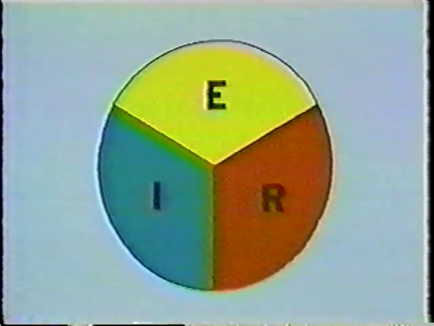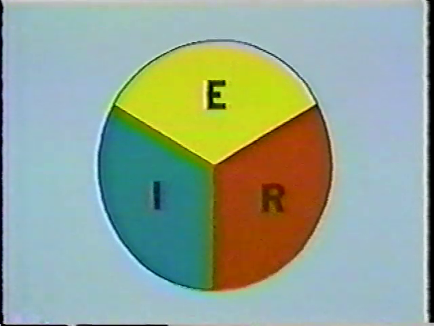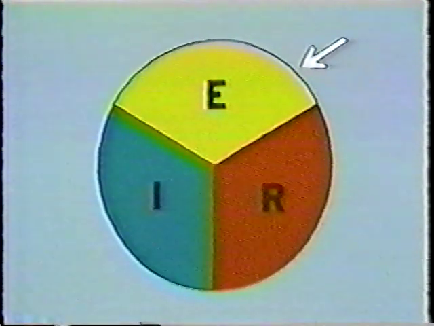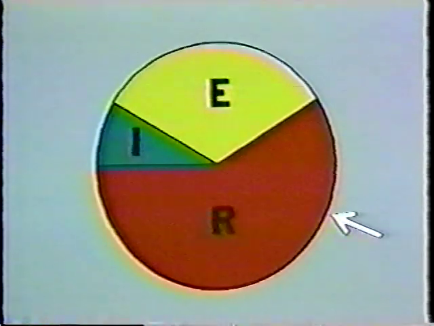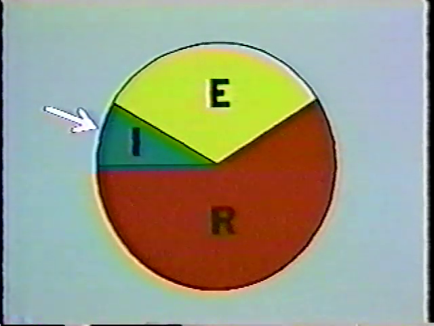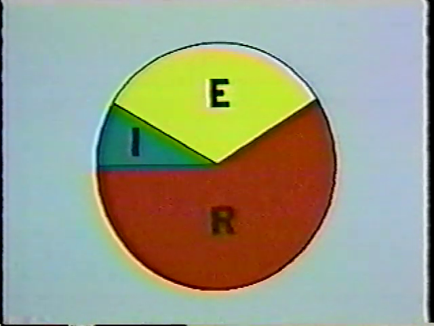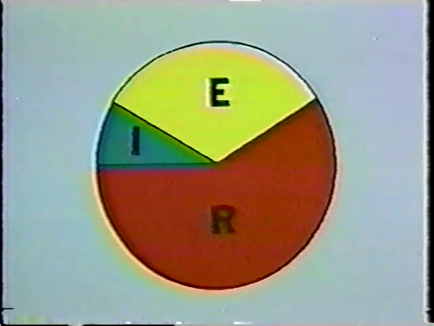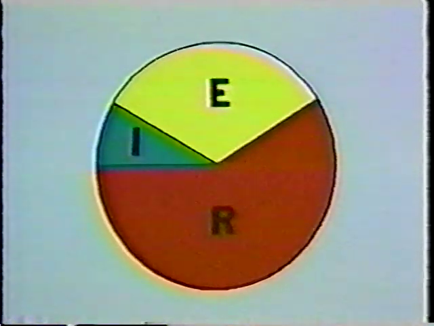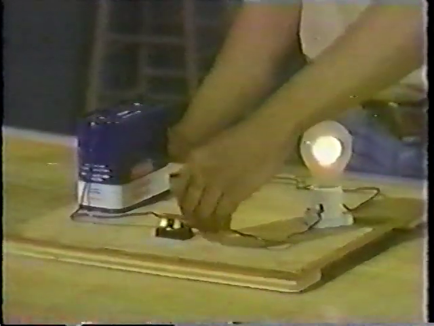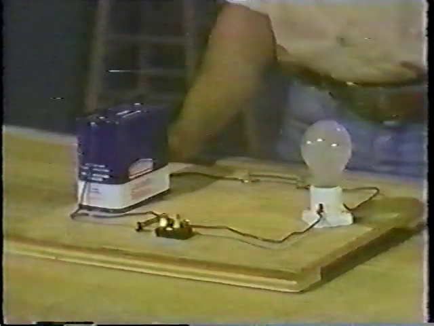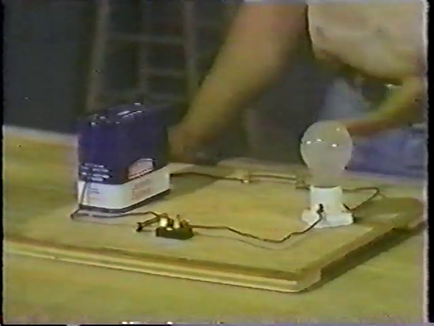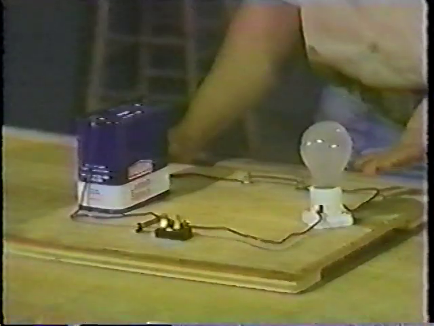Now, let's think about it the other way around. If voltage remains constant and resistance increases, then current's got to decrease. The greater the resistance, the smaller the current. If resistance gets high enough, there's no current flow. When I put this switch in the open position, the resistance in the circuit is so great, there's no current flow at all.